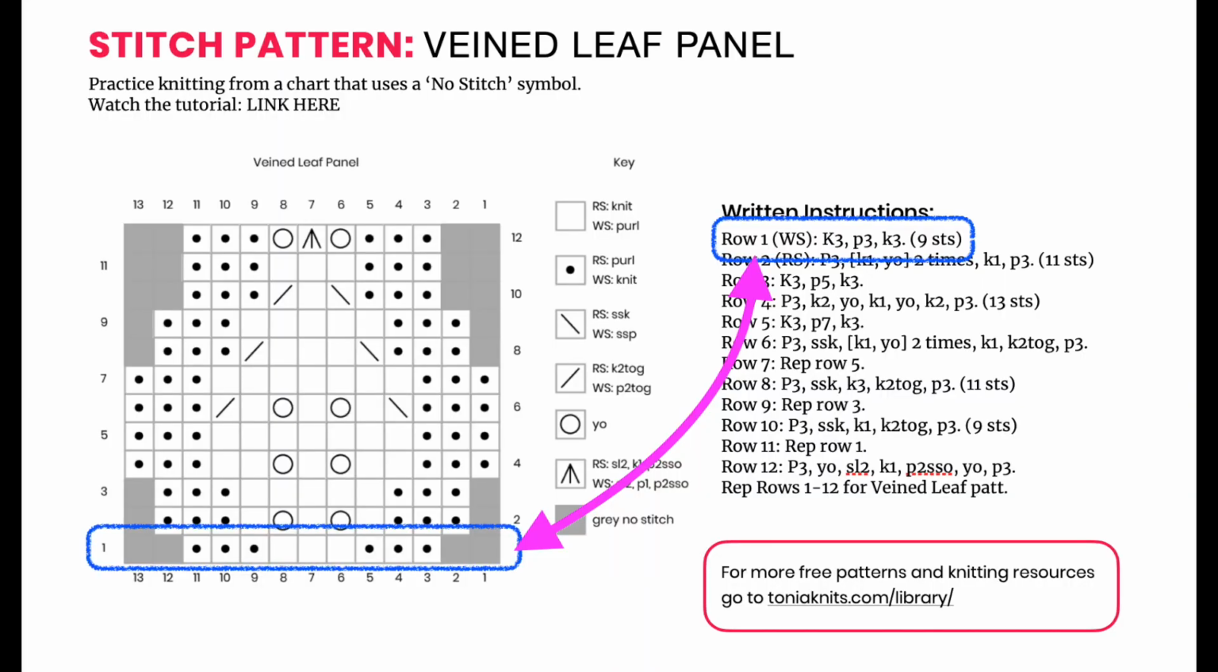To really drive this point home, let's compare the chart to the written instructions. Now these are the written instructions for this chart. There's no mention of those placeholder no stitch symbols for that first row. Remember, it's a wrong side row, so all it says is knit 3, purl 3, knit 3. Even though there are more boxes on the chart, there's nothing happening on our needles.